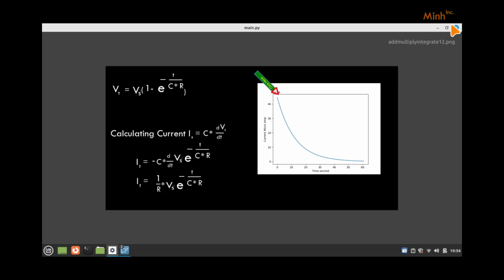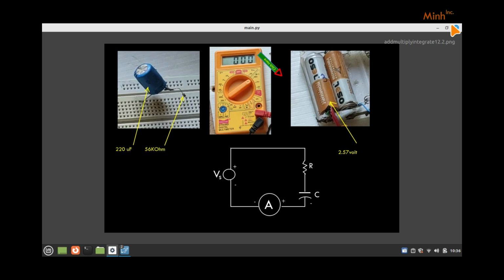So we have taken a capacitance of 220 microfarad, and a resistor of 56 kilo ohm, and with the ammeter we have seen the voltage is 2.57 volt. This is the circuit we have connected, where the ammeter is connected to the voltage source like this, and then the capacitance and resistance are connected like this.